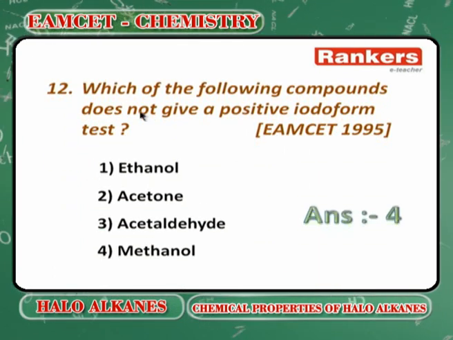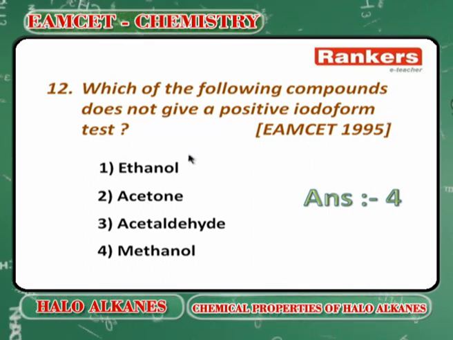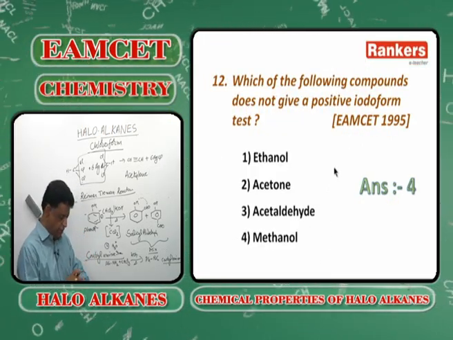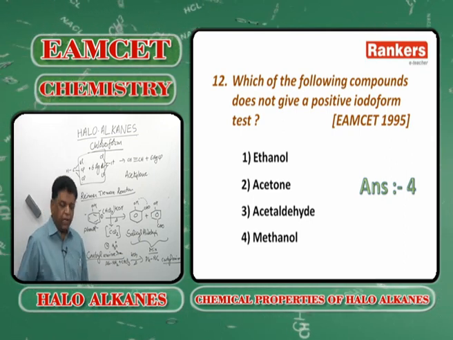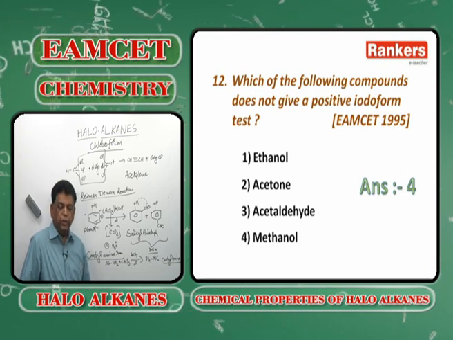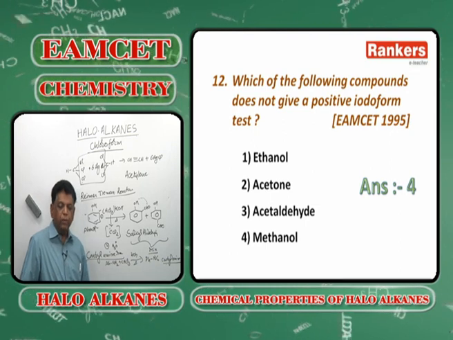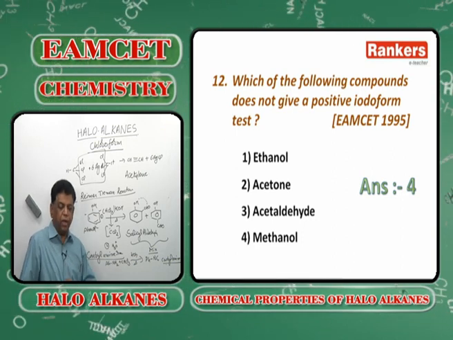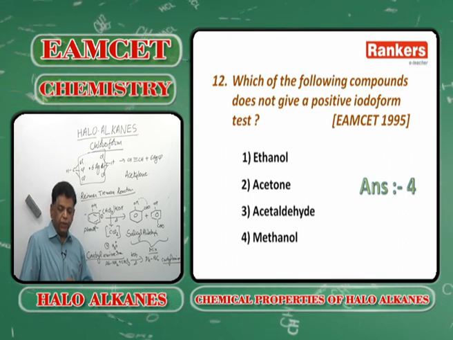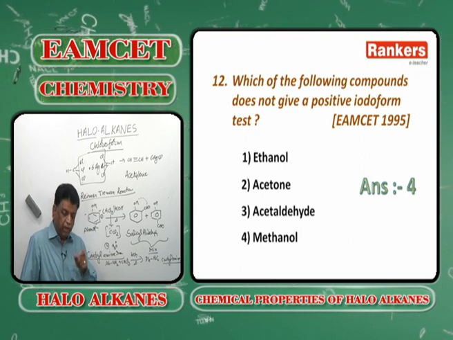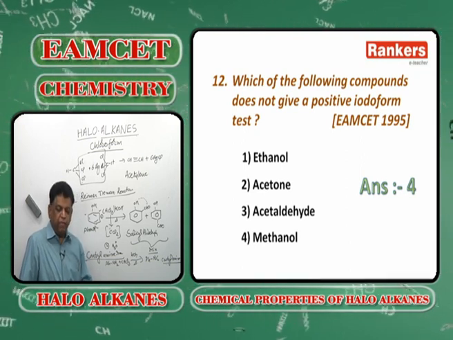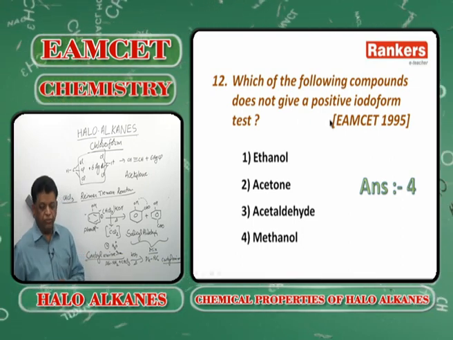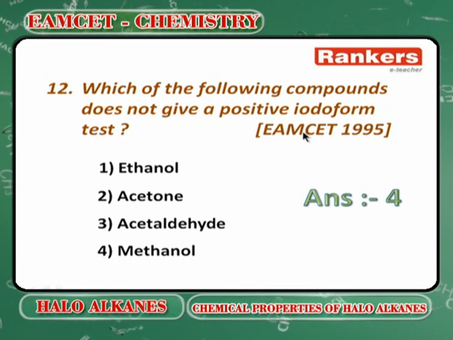Which of the following compounds does not give a positive iodoform test? As I said, all the alcohols are going to give this positive iodoform test. What is this iodoform test? When iodine and base are added, all the compounds which are 2-degree alcohols and also carbonyl compounds, where one side has a methyl group, called methyl keto compounds or methyl ketones, are going to give positive iodoform. Iodoform is a yellow crystalline compound. Therefore, in the following compounds, if you add iodine and base, one of the compounds is going to become this. If the question is a negative question, which of the following is not giving? Ethanol gives, acetone gives, acetaldehyde gives; except methanol, all the compounds are giving.